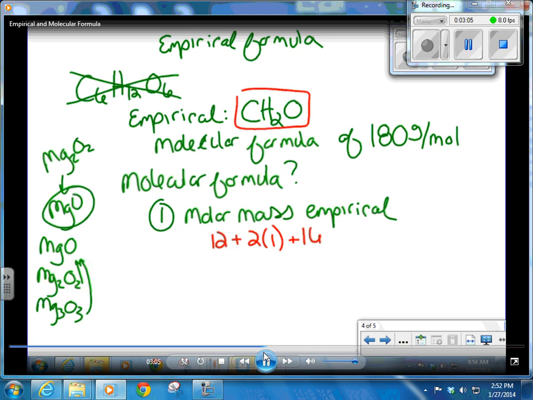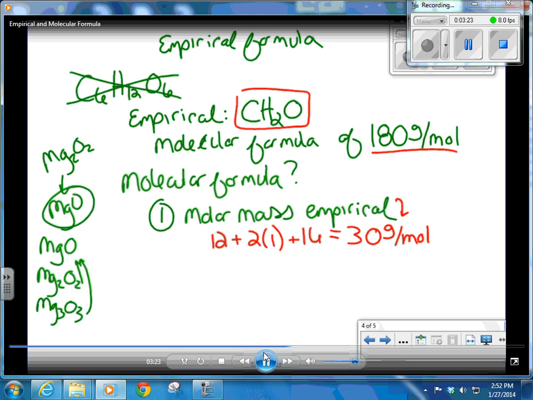That totals 30 grams per mole. That's the molar mass of my empirical formula. I need to figure out what factor to multiply my empirical formula by in order to get my molecular formula. I'm telling you the molar mass of the molecule itself is 180. But it reduces down to an empirical formula that weighs 30.